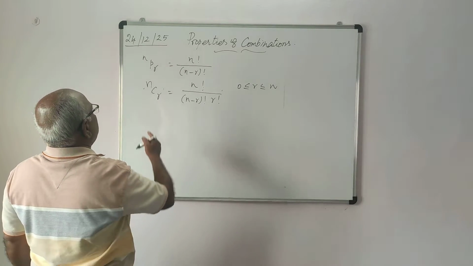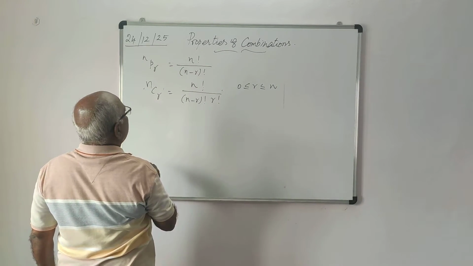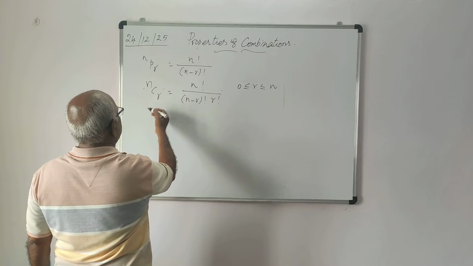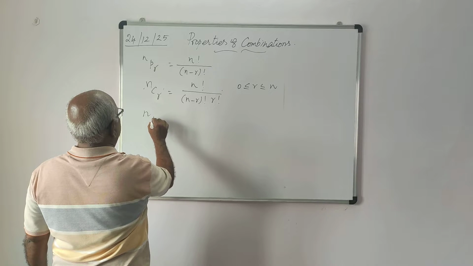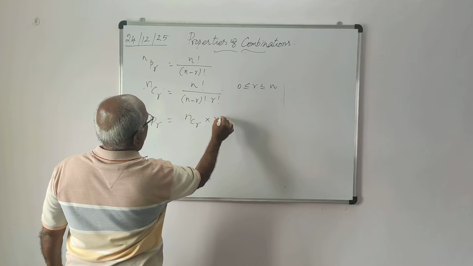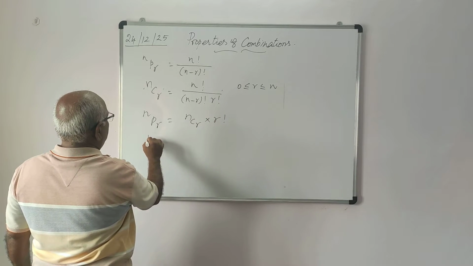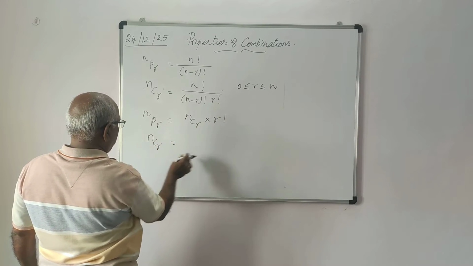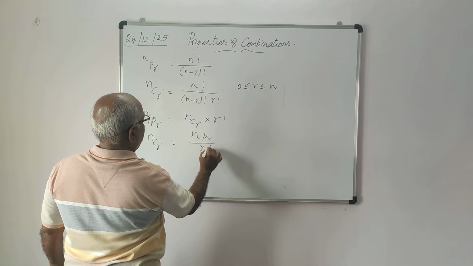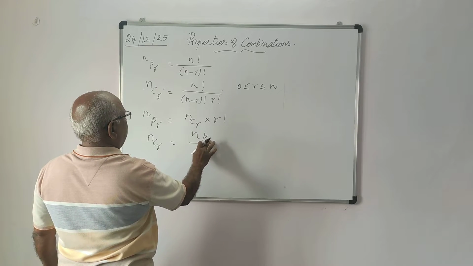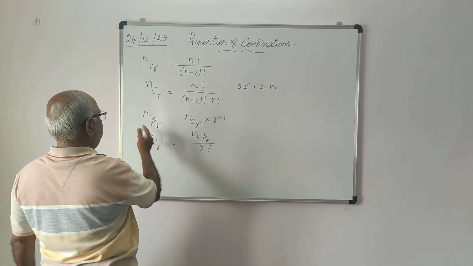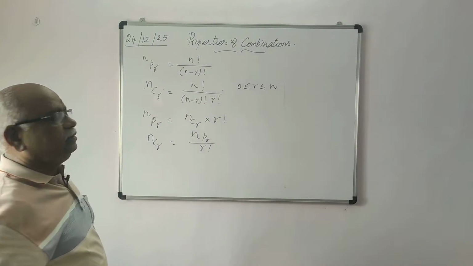We know the relation between nPr and nCr: nPr equals nCr into r factorial, or nCr equals nPr divided by r factorial. This is the relation between permutation and combination.